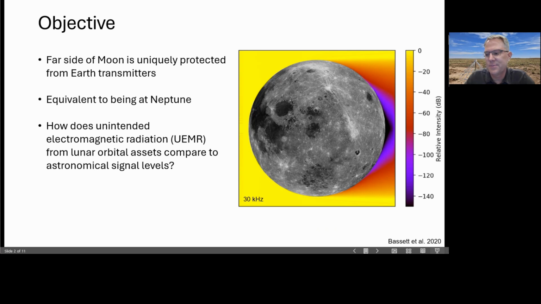And so this is a bit of analysis to show that things should be quite reasonable and hopefully manageable with some coordination. So on the right is just a quick plot that Neil Bassett made out of University of Colorado, showing the attenuation on the far side of the moon there, and that little black wake.